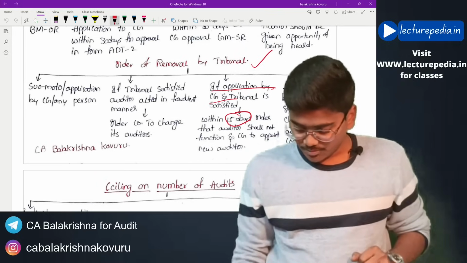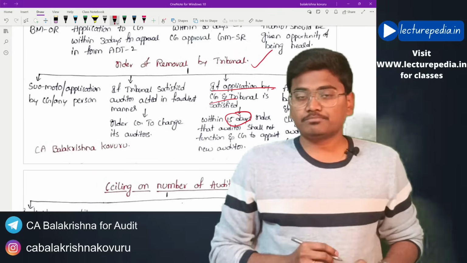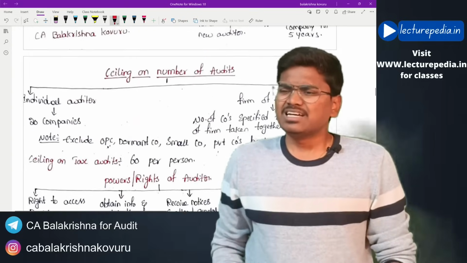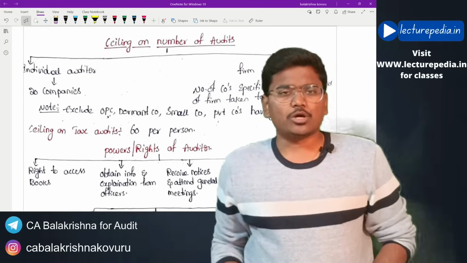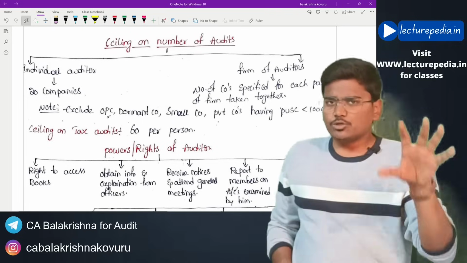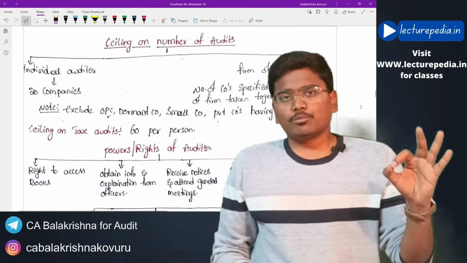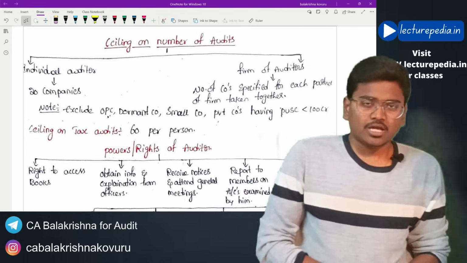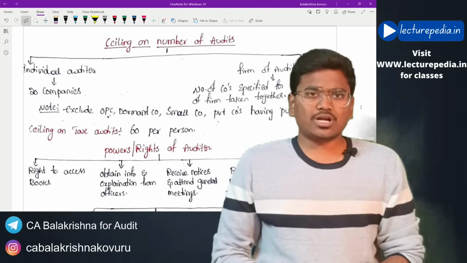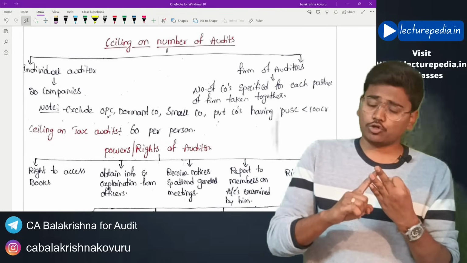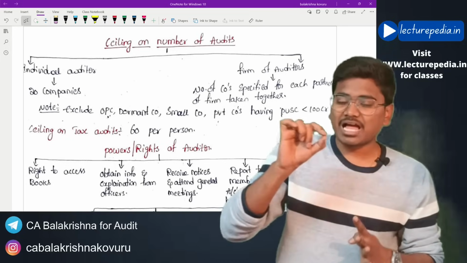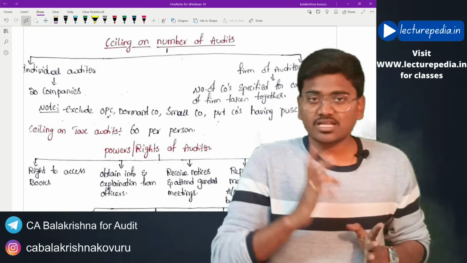Okay, this is the important point you have to remember. Next, ceiling on number of audits. This point we have already discussed. For an individual auditor, the number of audits is 20. While calculating this 20, you should not consider one person company, small company, dormant company, and a private company having paid up share capital of less than 100 crores.